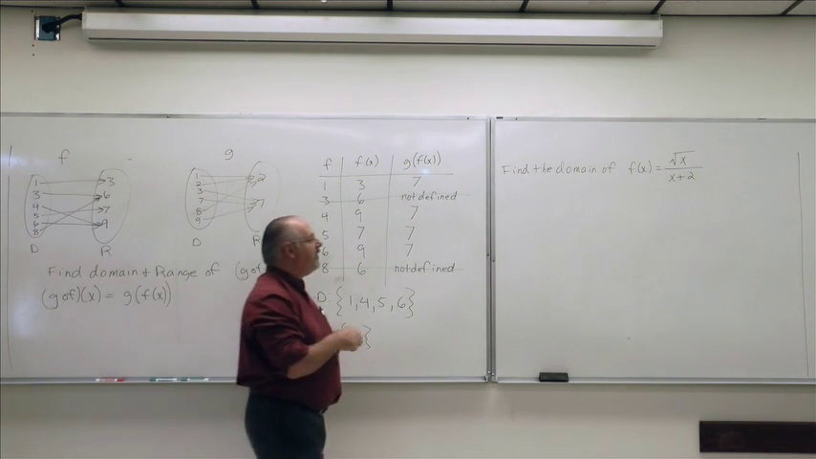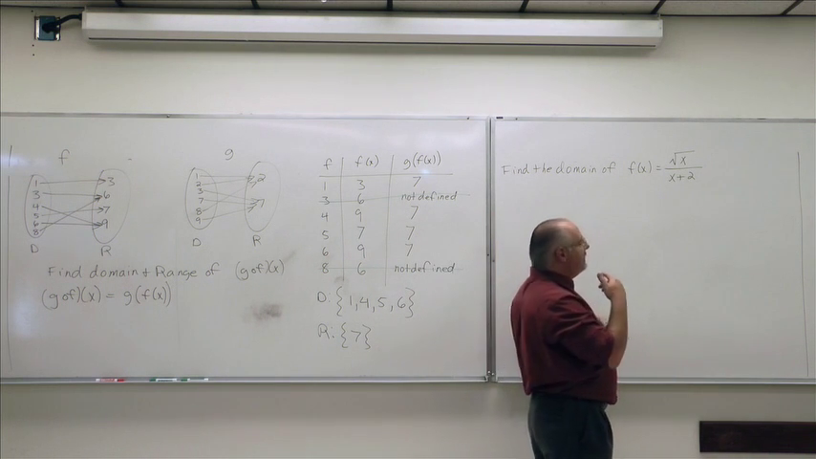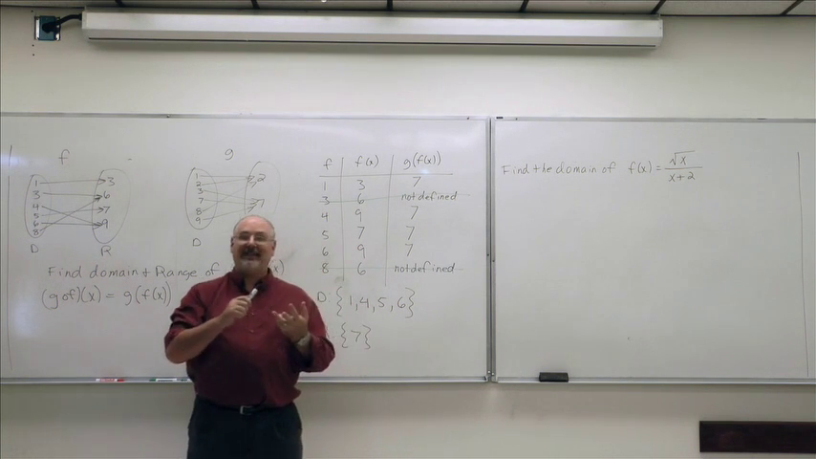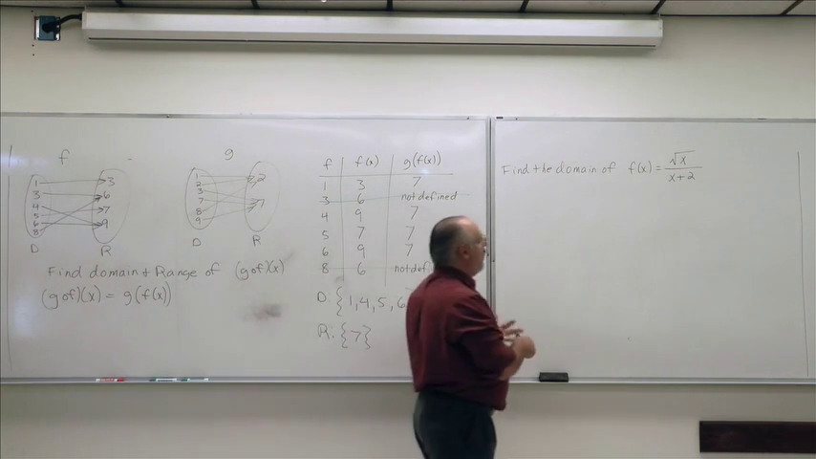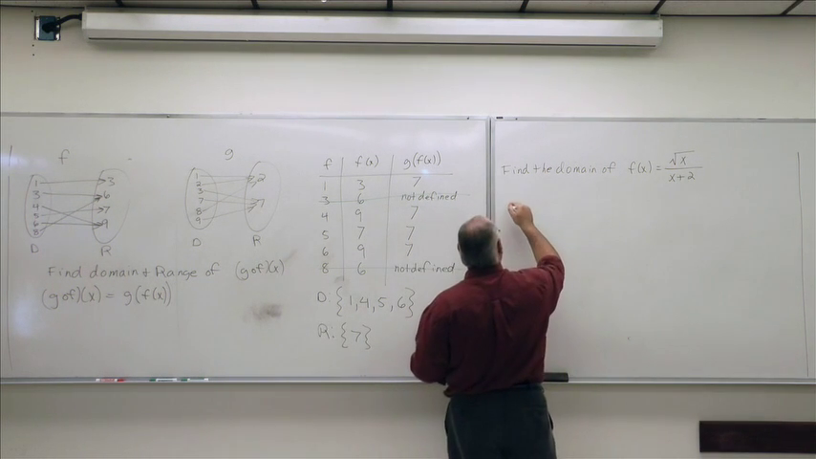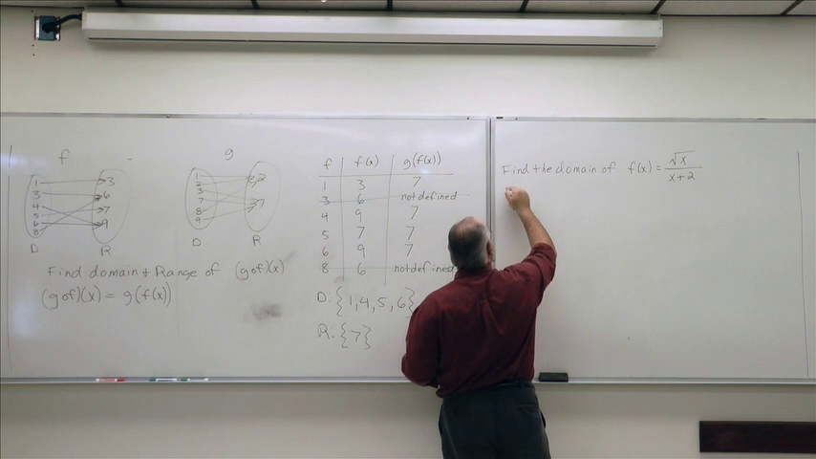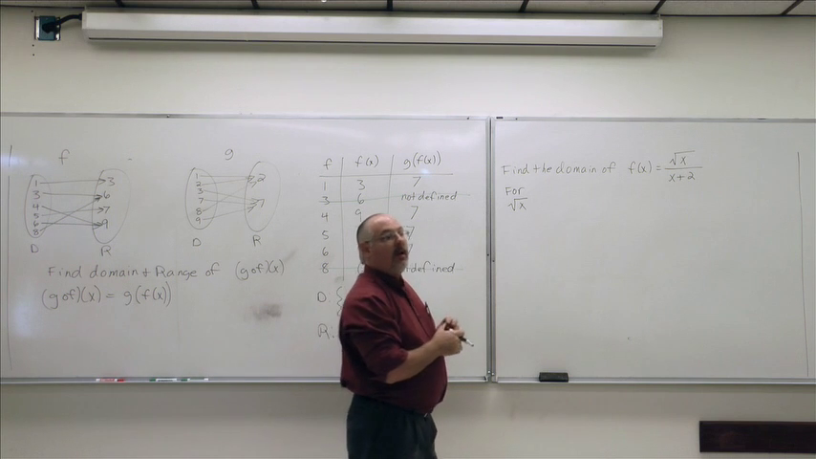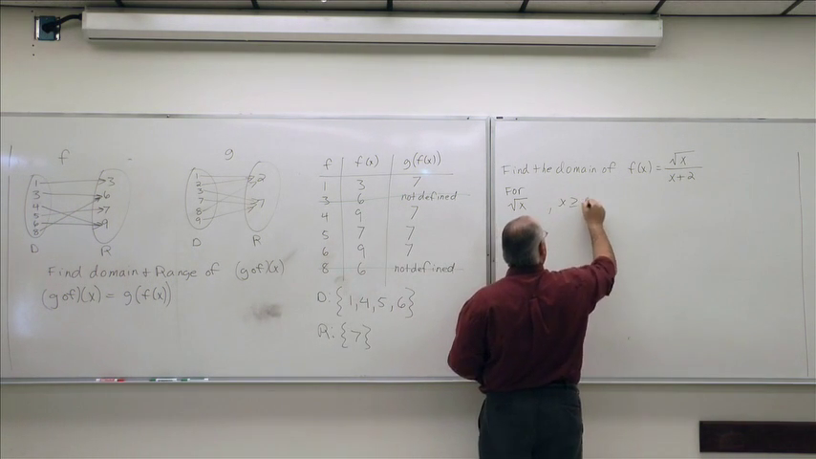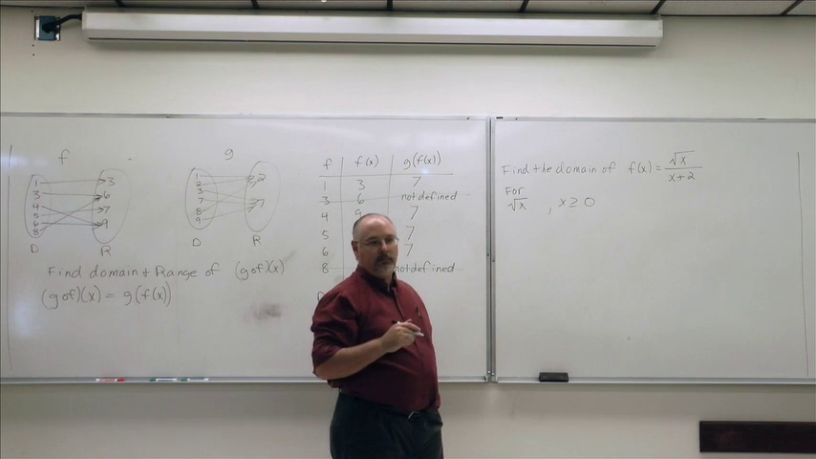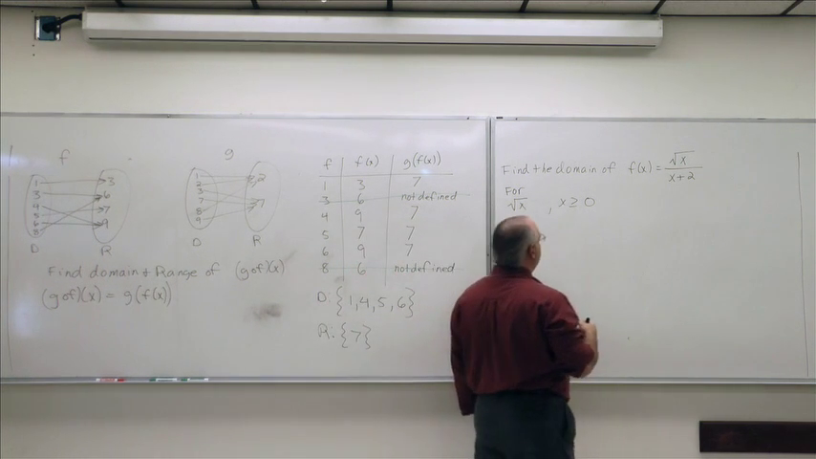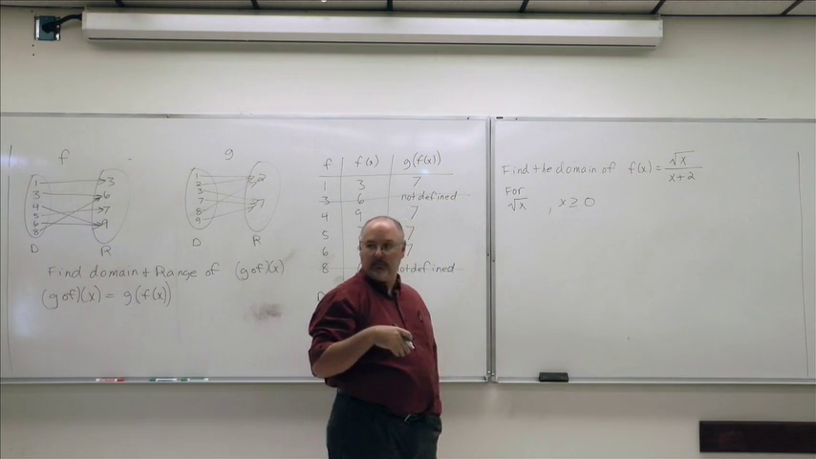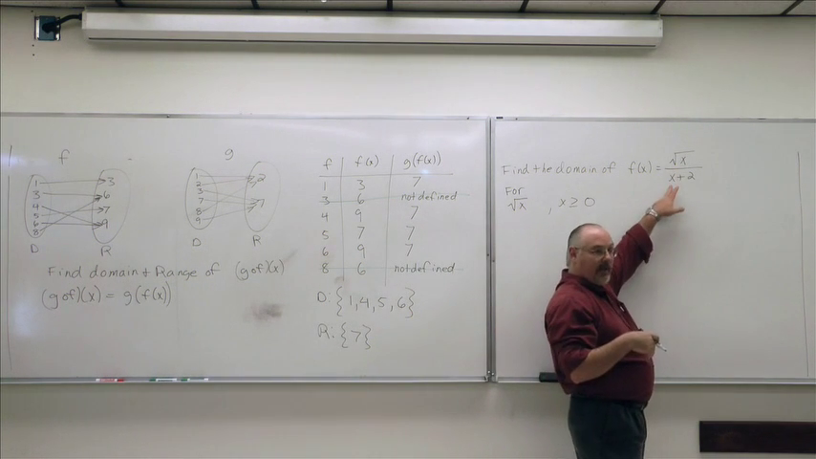Yeah. Okay? So in this case, there are different things to worry about. You've got the radical, and you have a denominator. Based on the radical, say the square root of x, what do we know about x? x has to be greater than or equal to 0. So that's acceptable. Now, for the denominator, we know the denominator can't be 0.